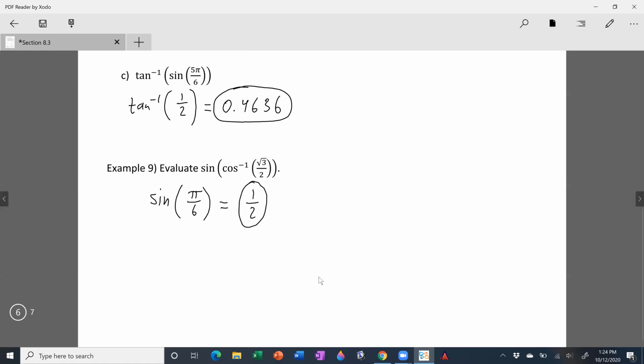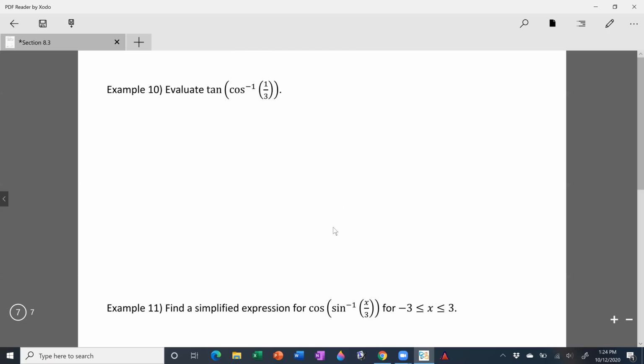So not too bad as long as you recognize that that did in fact have a nice angle involved, right? One of our special angles was involved. But on the last page here, I've got a couple that do not have special angles involved. So here we go, tangent of cosine inverse of 1/3. Is 1/3 on the unit circle a special angle? That's a no.